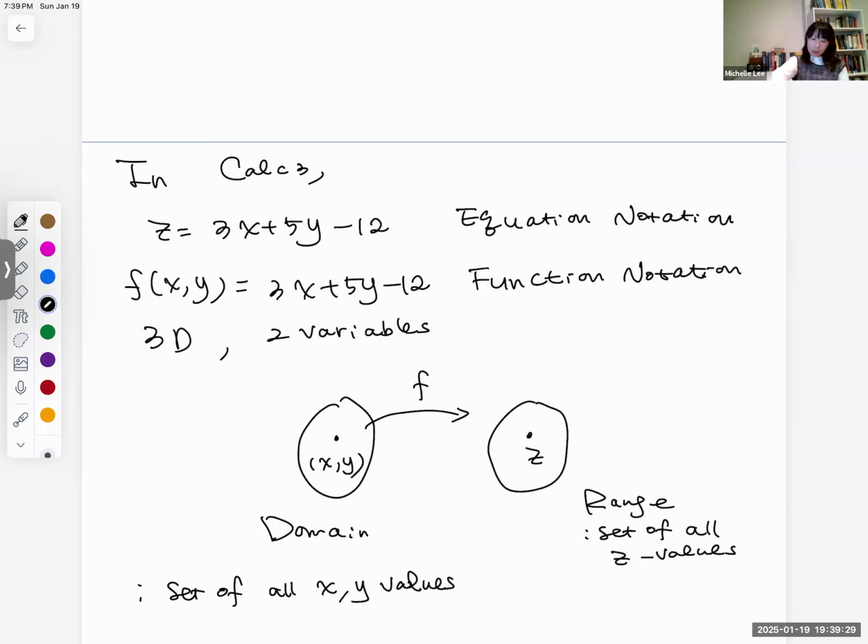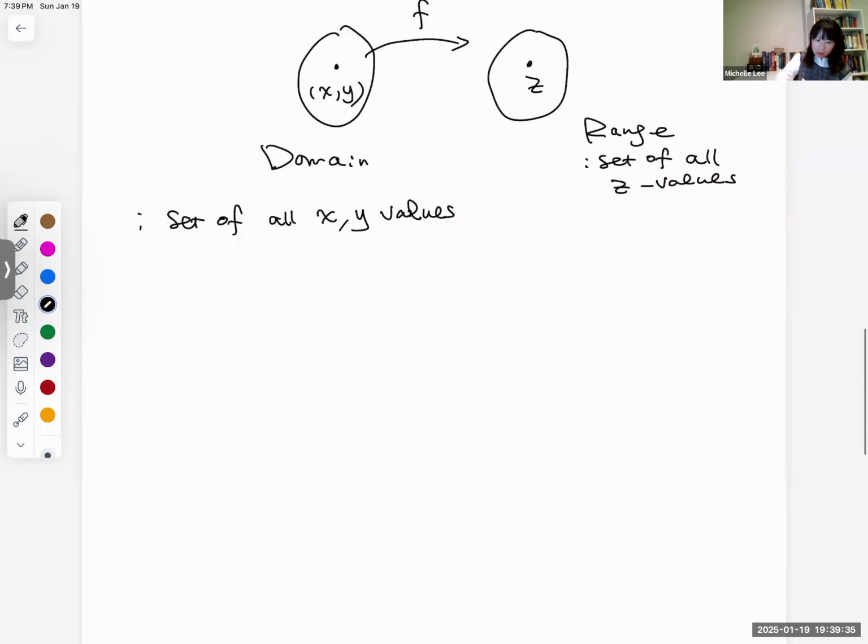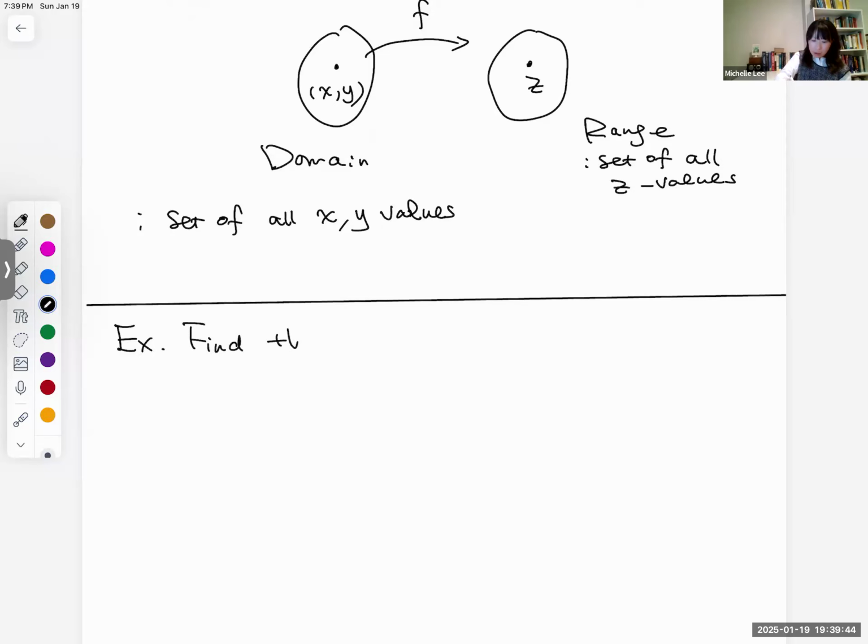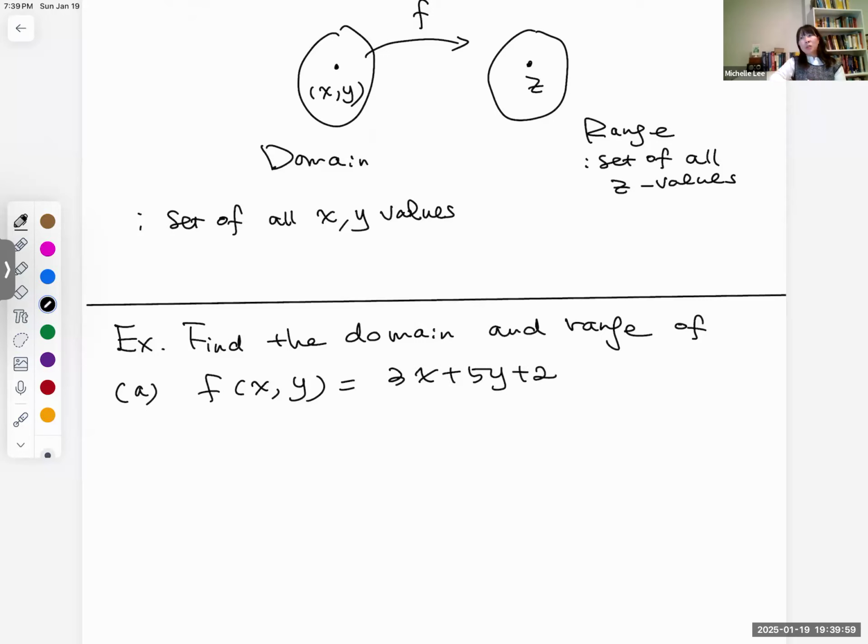Okay, let's do an example. Find the domain and range of the first one: 3x plus 5y plus 2. So this is a plane, right? So what will the domain be in the plane? All xy values. That's the real numbers.